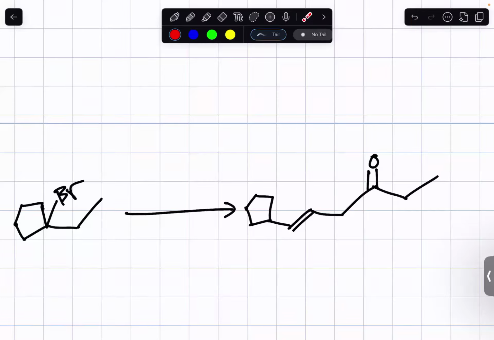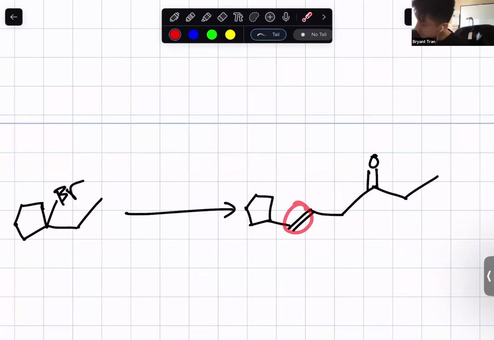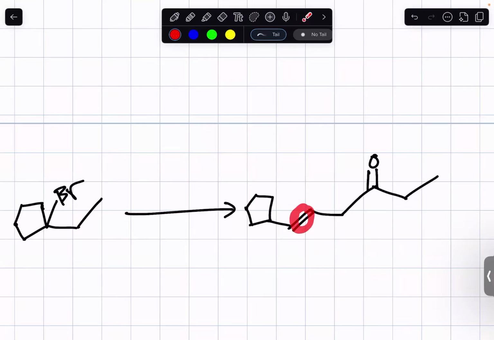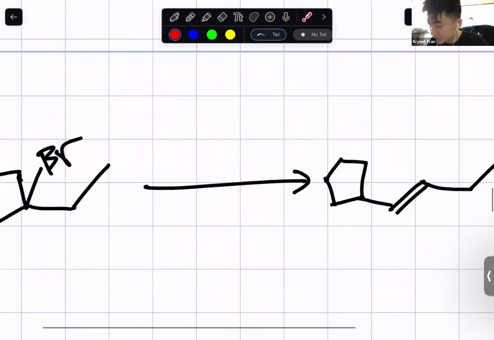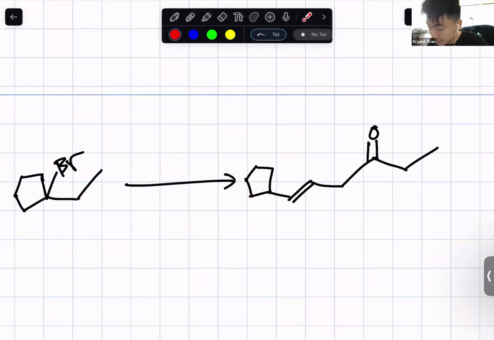So the first thing I noticed was the double bond on the new. So I was thinking of how to get there. Are you thinking this is the new bond right here? Yeah, so this double bond is new. So what kind of double bond is it? Is it a cis or trans double bond?